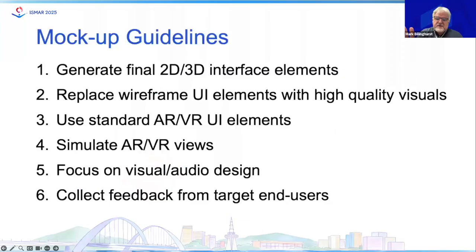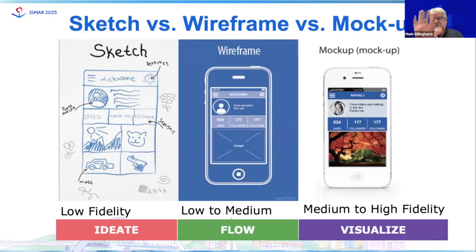So with mockups, generally you want to be able to create the final 2D and 3D interface elements, and then replace those wireframe elements you had before with high quality visuals using standard UI elements, and then you can simulate AR and VR views. You want to focus on the visual and audio design, and then also get feedback from users. So comparing those three, you can see sketching is really about the ideation, and it's really low fidelity. Wireframes are about the flow through the user experience, and it's kind of low to medium fidelity. And then mock-ups are really about visualizing the final experience, and it's about creating a high fidelity experience.